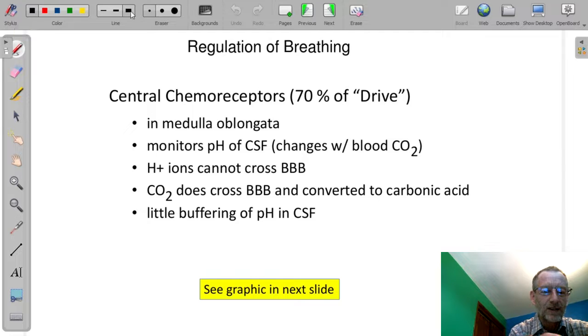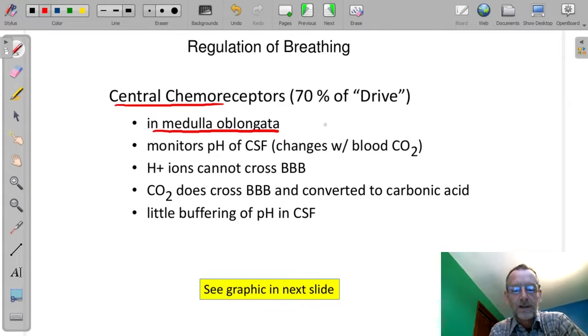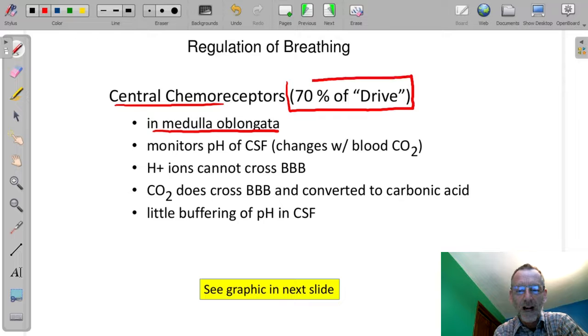Well, there are the central chemoreceptors. They are in the CNS. They are in the medulla oblongata. And the central chemoreceptors in the CNS account for about 70% of the drive that tells yourself to breathe. And the central chemoreceptors in the medulla work by monitoring the pH of the CSF.